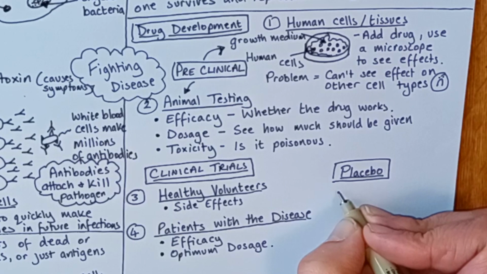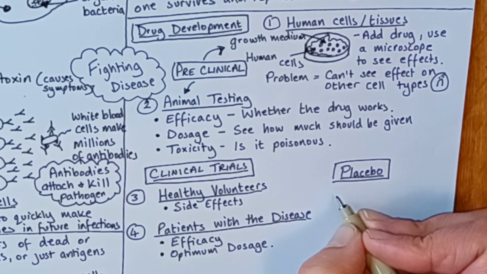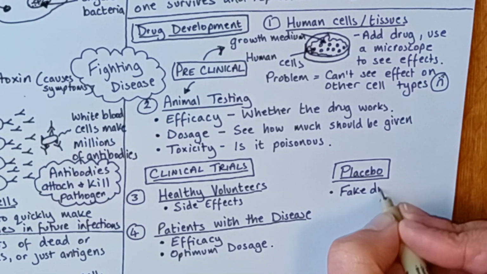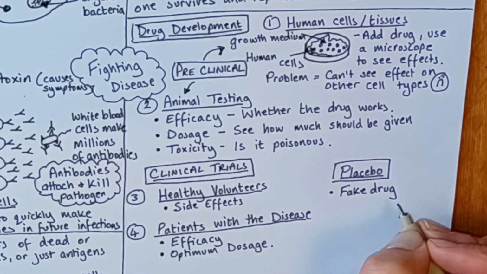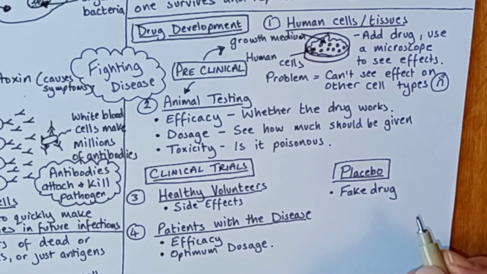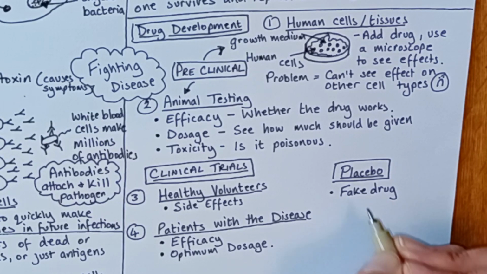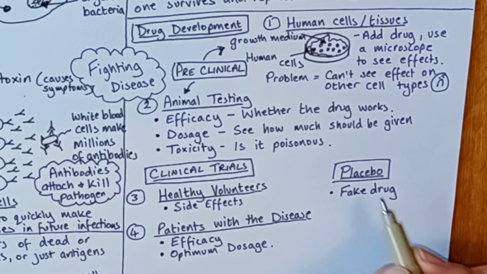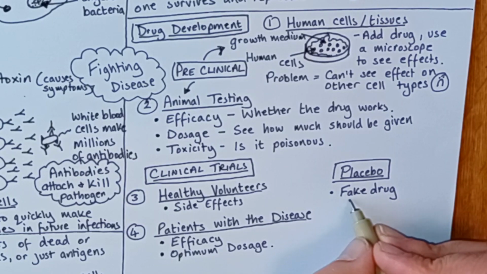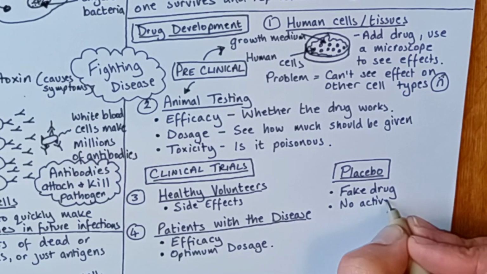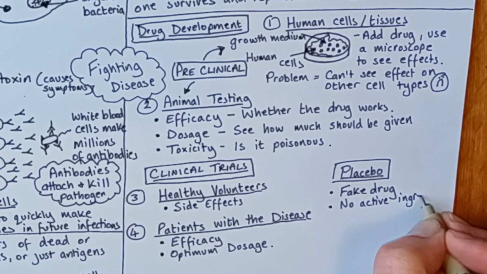And a placebo is a fake drug. All right. So it needs to be exactly the same as the real drug. So if the real drug's an injection, then the placebo needs to be an injection. If the real drug's a pink tablet, then the placebo needs to be a pink tablet. But it's fake. It's got no active ingredient. So it's just a sugar pill.